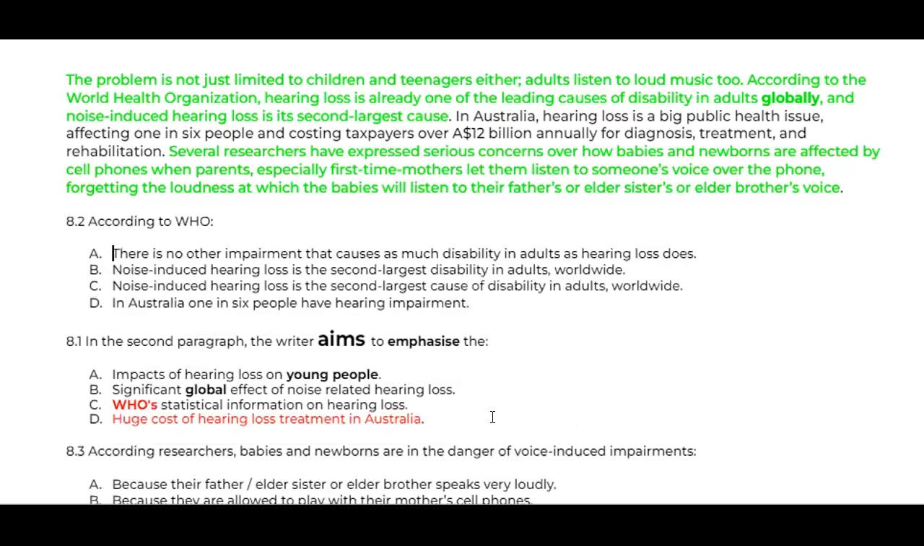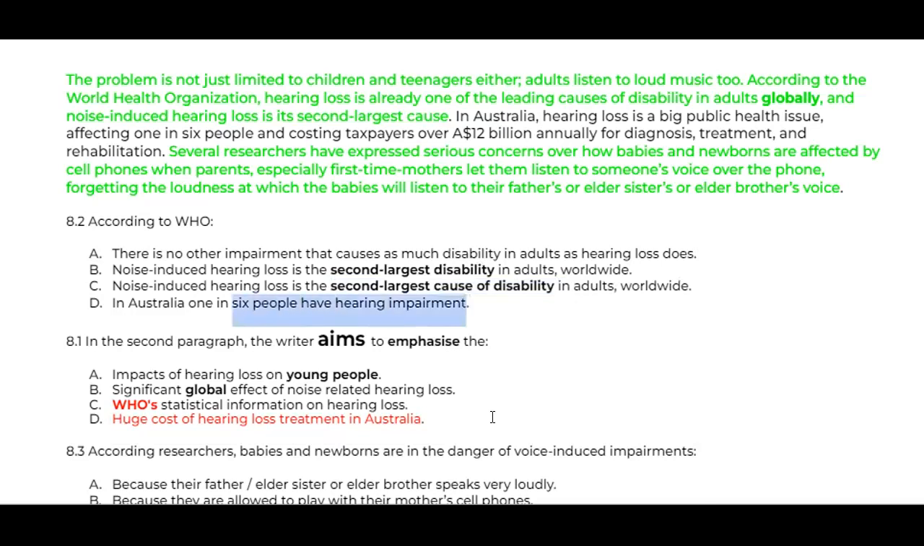So the second one, 8.2, according to WHO: there is no other impairment that causes as much disability in adults as hearing loss. Noise-induced hearing loss is the second largest cause of disability in adults worldwide. See here, one says second largest disability, the other says second largest cause of disability. That means there is a bit of confusion there.